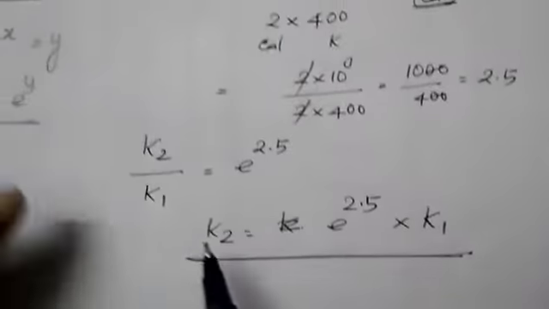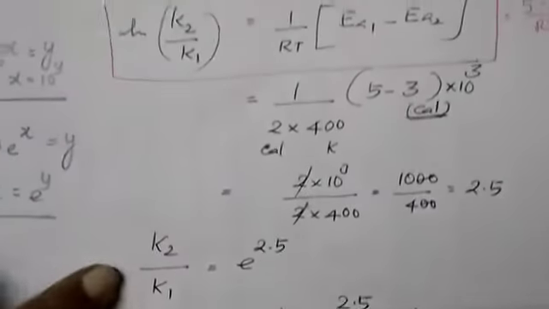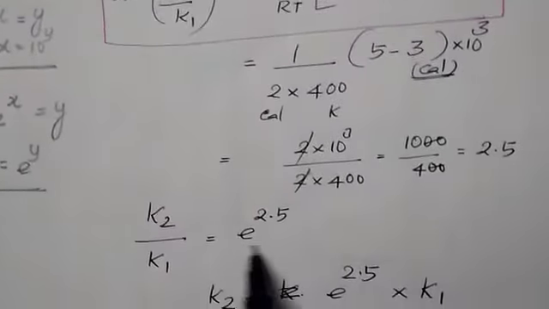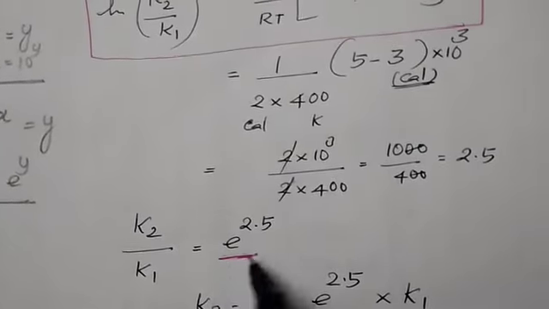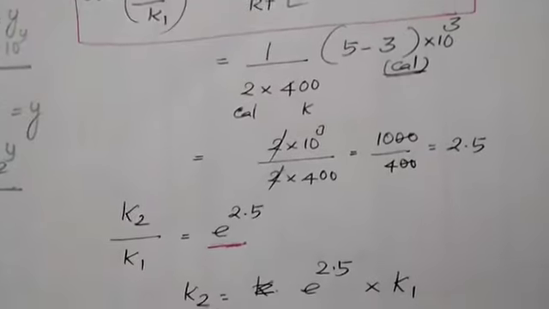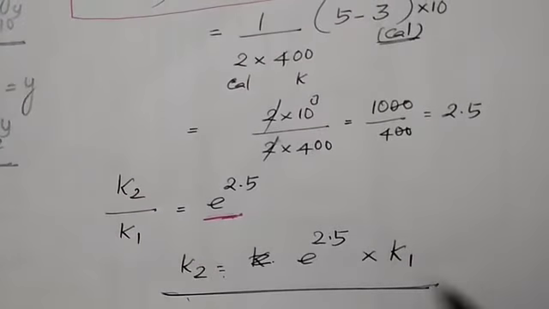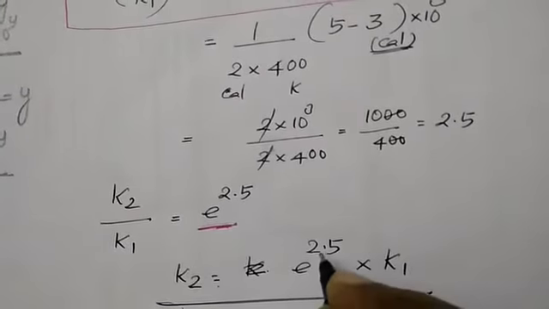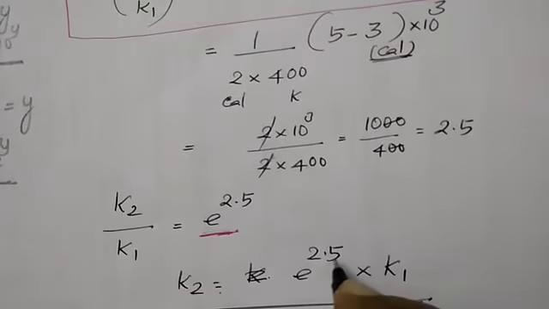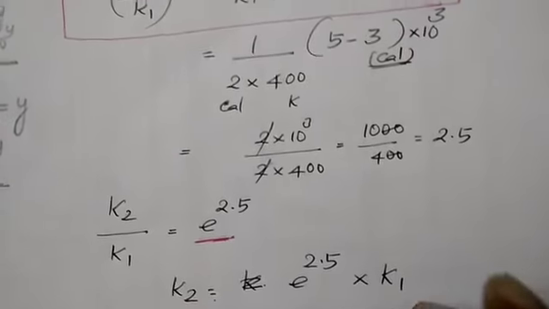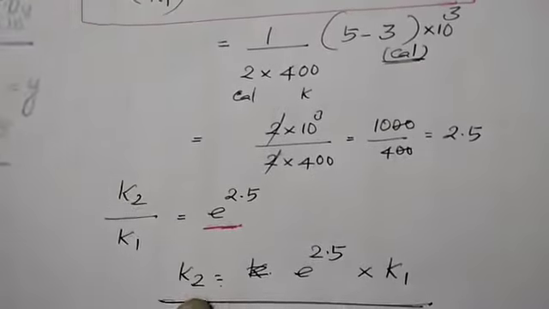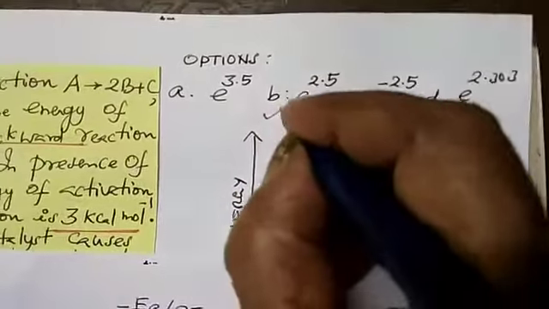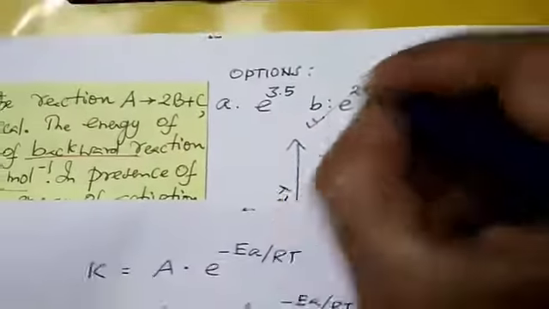Now let us see here. I want to remove this ln. So to remove ln, I am introducing e. So K2 by K1 is equal to e to the power of 2.5. That is, K2 is equal to e to the power 2.5 times K1. So your K2 is this many times. With that we are coming to the conclusion. Your option is B. So the option is B, children.